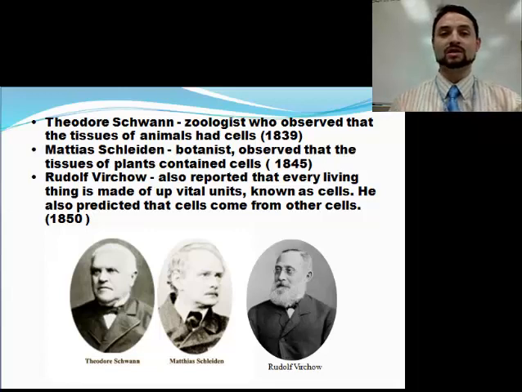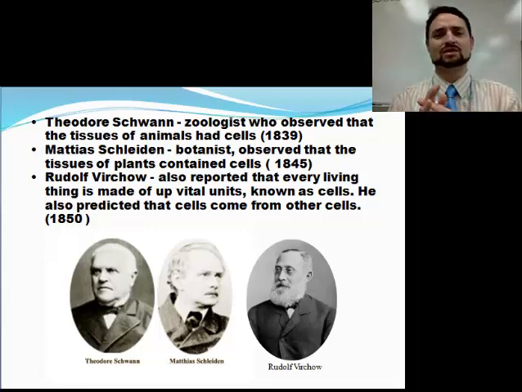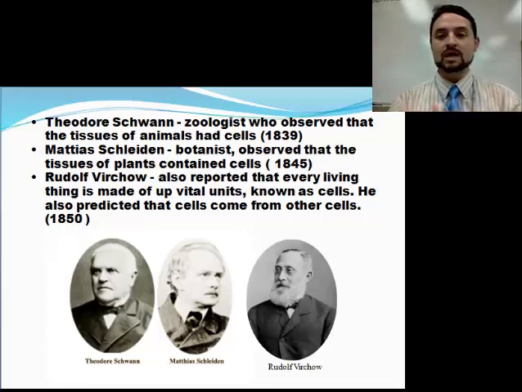Now, that was an important discovery. Now, we think of that today, and you go, well, of course animal tissues have cells. We know that all living things are made up of cells, but they didn't know that at the time. In 1845, Matthias Schleiden was a botanist that observed that the tissues of plants contain cells. So they're working together to get a grasp of understanding life. So we say, okay, animals are made up of cells.